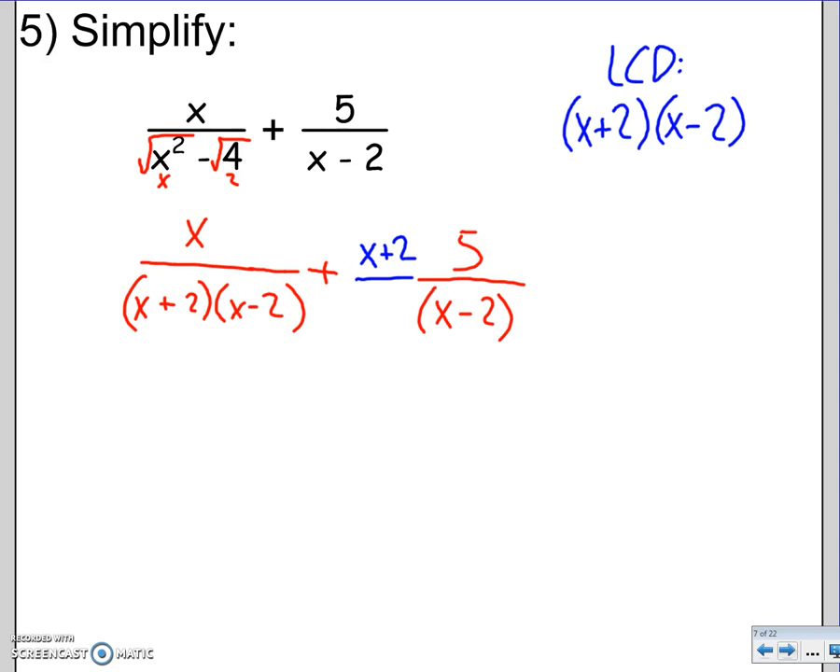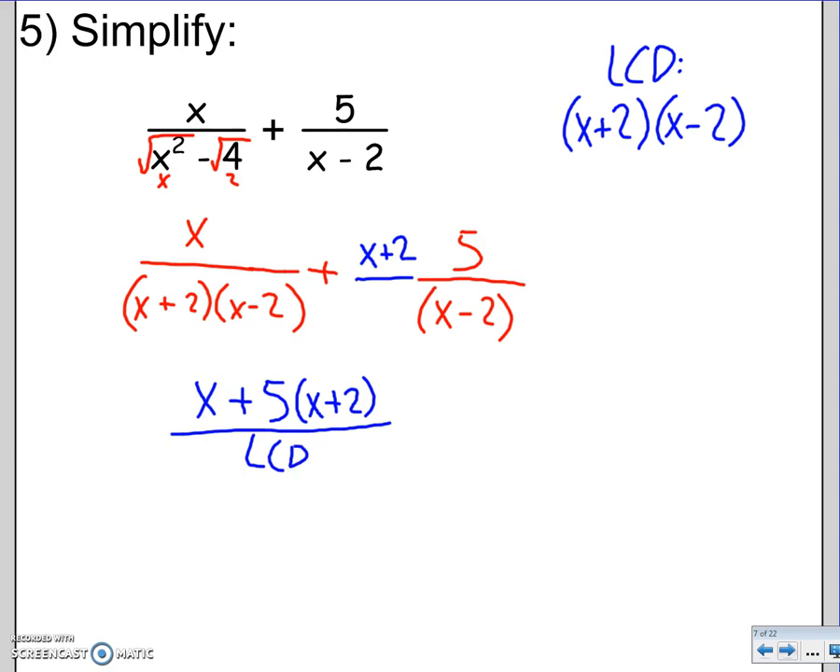Now I'm going to make one big fraction, so the bottoms are the same. This first thing is just x. It's not multiplying anything. Separated by plus. The second fraction, the 5 and the x plus 2 are multiplying each other, so make sure you have parentheses. We're going to have to distribute in a second. And the bottom is just the LCD.